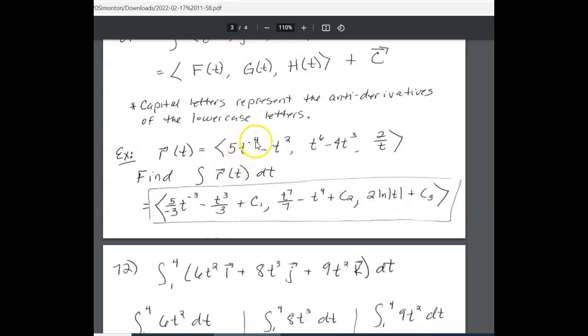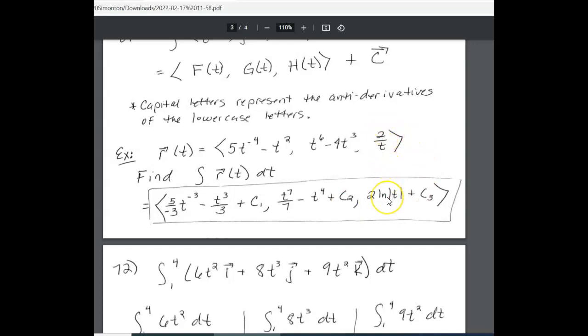For the antiderivative, you add 1 to this power, that gives you a negative 3, and then you divide by that new power. So you get 5 over negative 3, t to the negative 3rd, minus, this would be t to the 3rd over 3, plus c1. You'd have a constant in each of those positions. Here you get t to the 7th over 7, minus, here when you add 1, you get a 4, divide by 4, which cancels the coefficient, so that's just t to the 4th plus c2. And then the 2 constant just stays there.